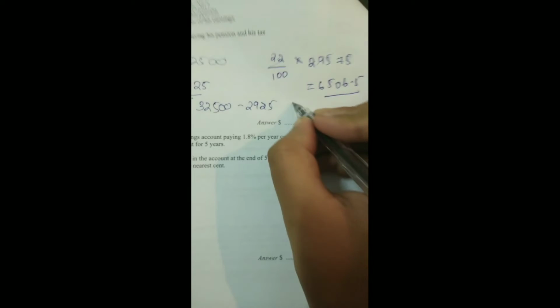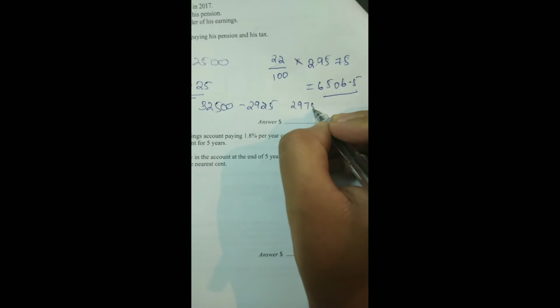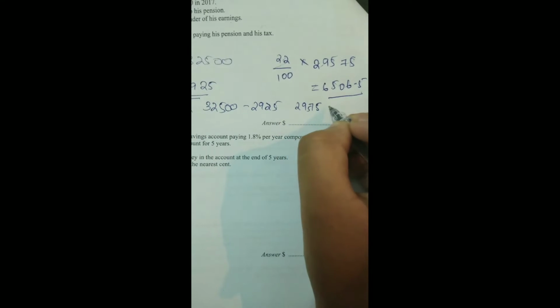6506.5. This will be subtracted from this earning, 29,575 minus 6506.5. Wait, I will calculate, 29,575 minus 6506.5, that is 23,068.5. This is the answer.